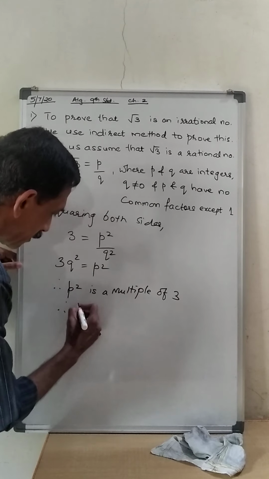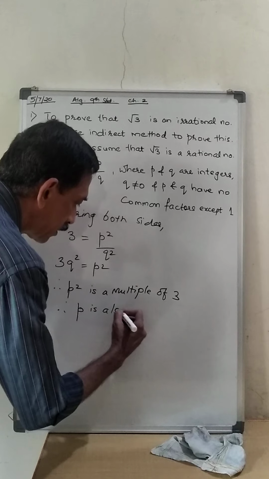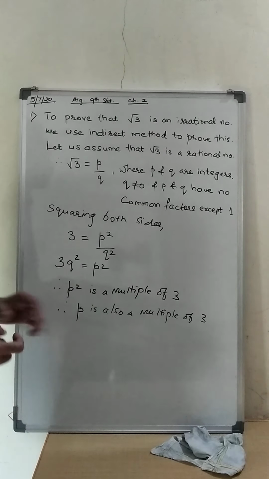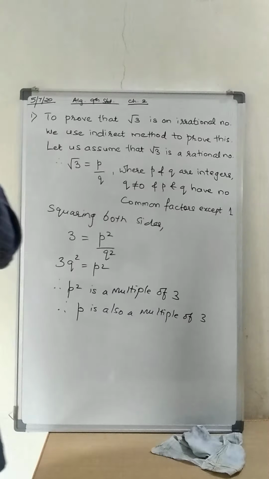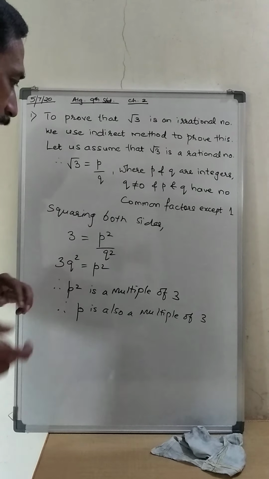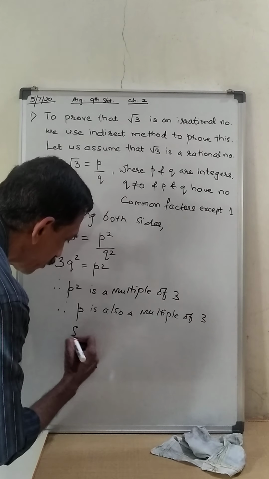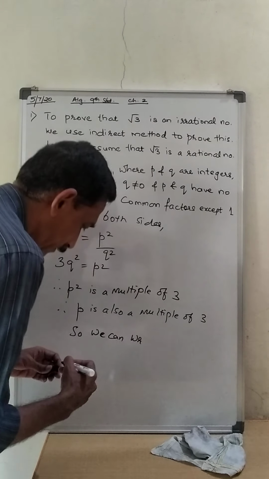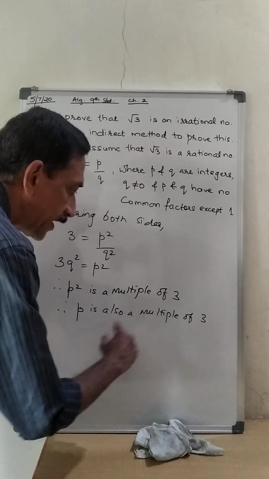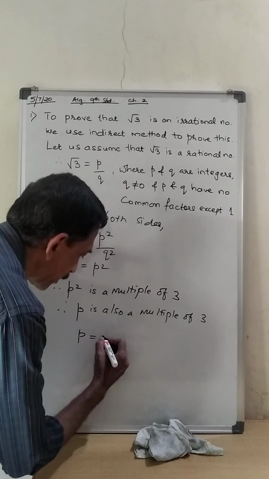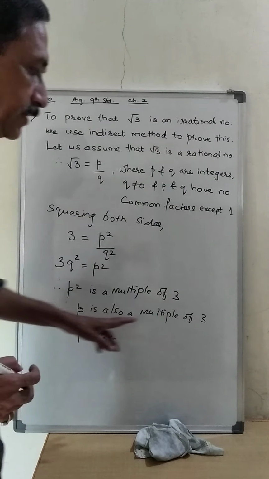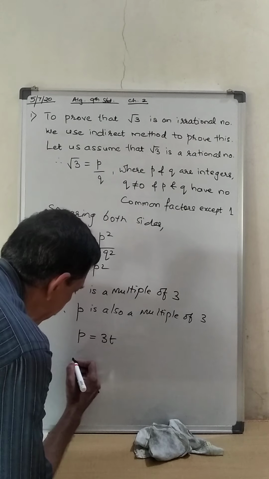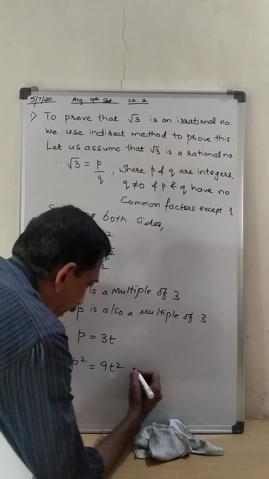So therefore P is also a multiple of 3. Now that means if P is a multiple of 3, then we can write P is equal to 3 into T. Now squaring both sides, we get P square is equal to 9T square.